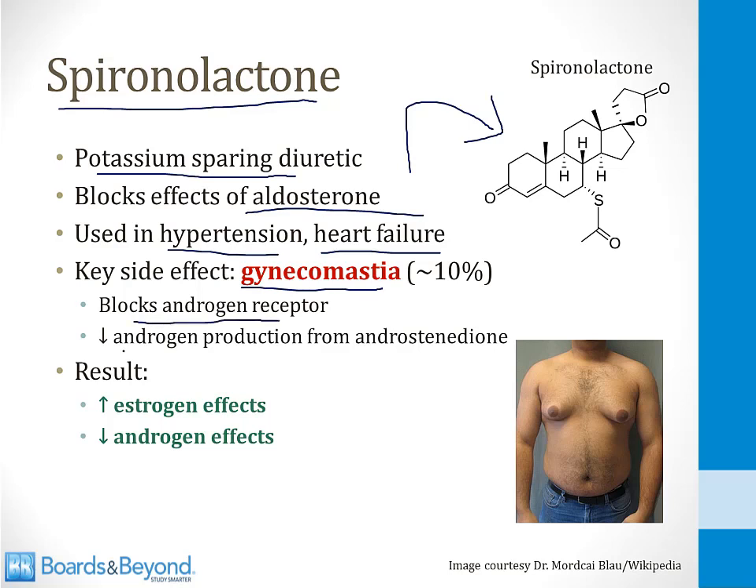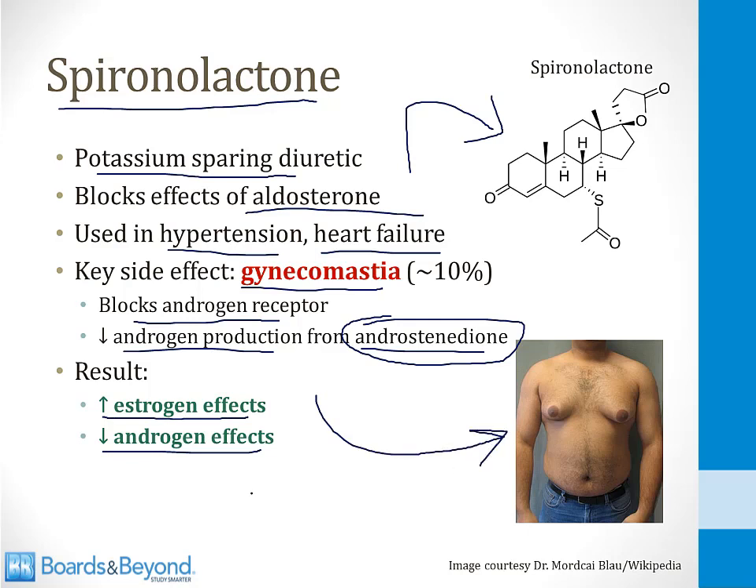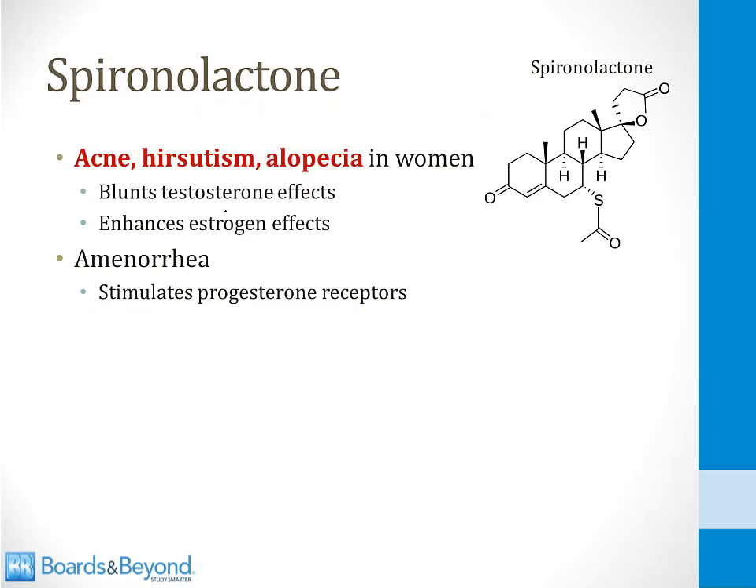It also decreases androgen production from androstenedione. It blunts the conversion of androstenedione into testosterone in the testes. For both of these reasons, men who take this drug see a rise in estrogen effects and a fall in androgen effects, and this can lead to gynecomastia as shown on the screen here. Now in men, spironolactone can cause gynecomastia, but in women, the drug can actually be used as a treatment for acne, hirsutism, or alopecia. These symptoms are often caused by androgen excess, so using spironolactone as a drug therapy will blunt testosterone effects and enhance estrogen effects, and that can potentially resolve these symptoms in women.